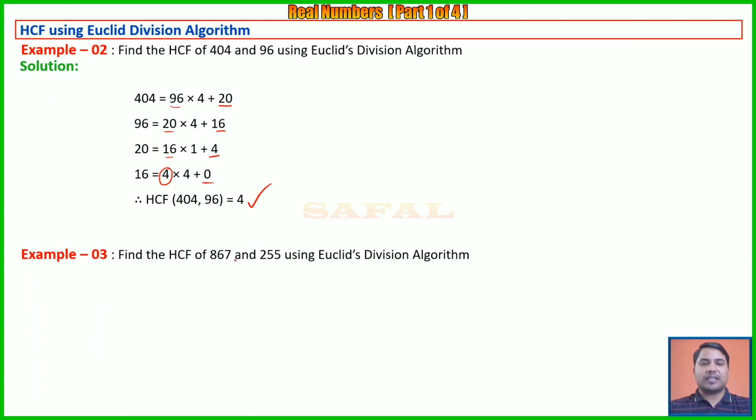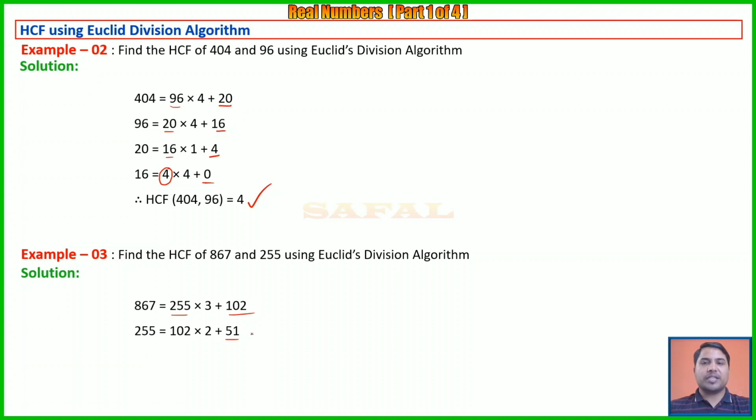So I can see that 867 is greater than 255. So I'll divide 867 by 255 and I'll write the expression. So 255 into 3 plus 102. Now I can see remainder is not 0. So divisor, that is 255, and remainder. So again EDL will be applied on that. So 255 equals 102 into 2 plus 51.